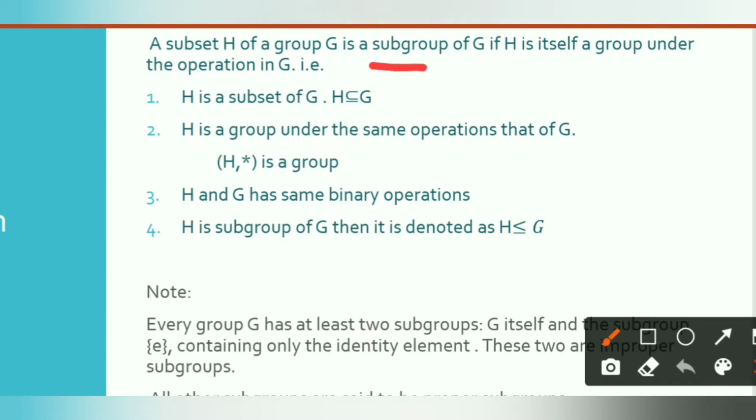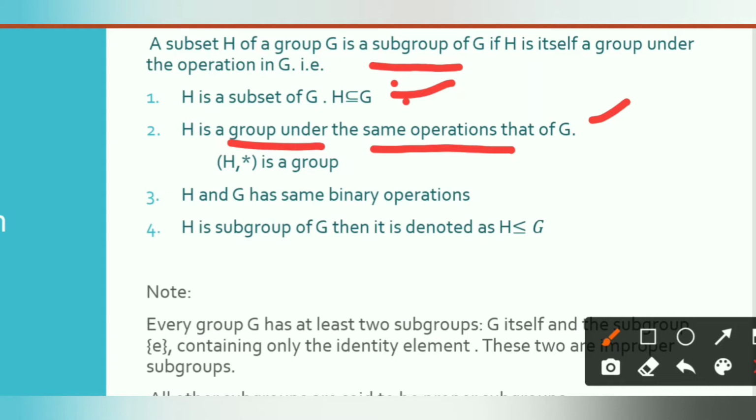That means for becoming a subgroup, any subset of G needs two properties. First, it should be a subset of G, and the second is it should be a group under the same operation that is defined for G. Being a group means satisfying all the four properties: closure, associative, identity and inverse for H. So H should be a complete group for the operation which is defined for G, and it should be a subset of G, then it will become a subgroup of G.